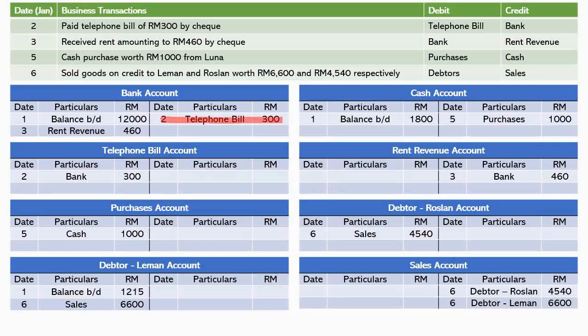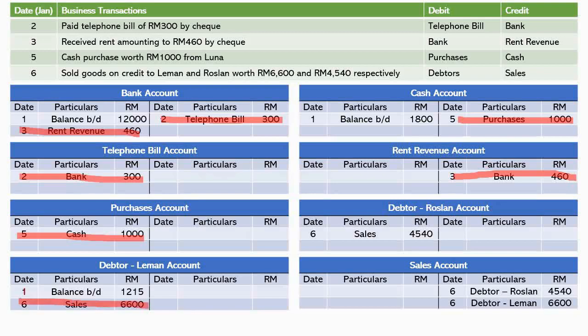Okay, saya debit telephone bill, saya kreditkan bank. Okay, saya debitkan rent revenue, saya kreditkan rent revenue. Okay, saya debitkan purchases, saya kreditkan cash. Okay, saya debitkan debtors. Okay, saya record dulu Lemon tu.